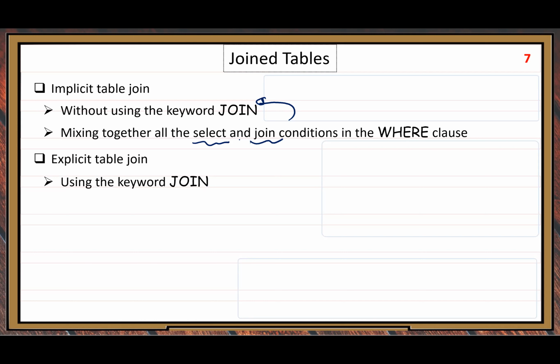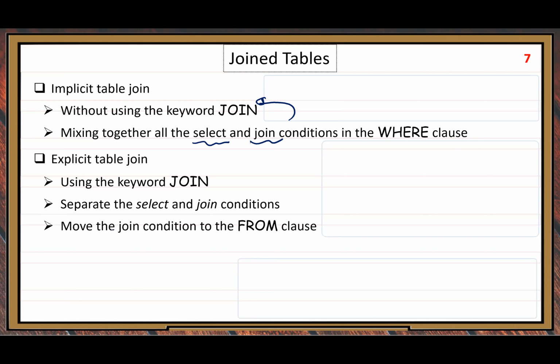First, this time you need to use the keyword join, explicit join. Separate the select and the join conditions. In the from clause, you use the join. Move the join condition to the from clause. When you join tables, you specify join conditions in the from clause.